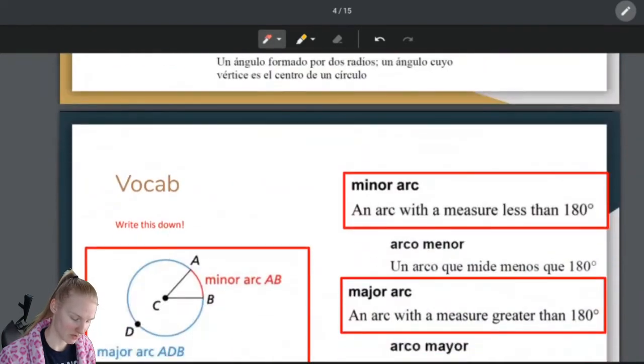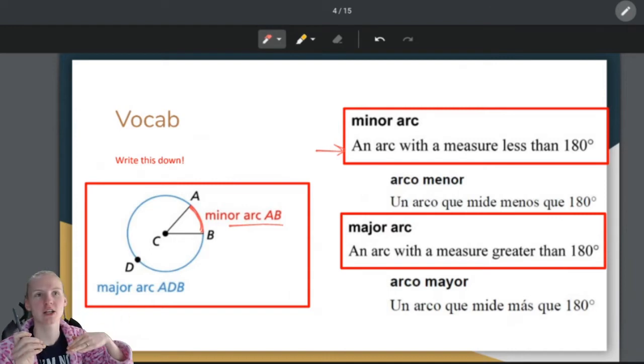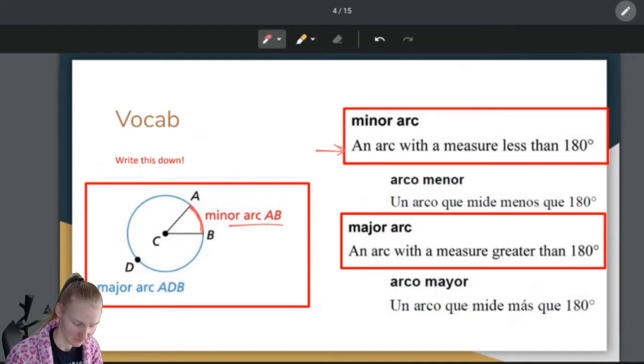Alrighty, next we can talk about minor arcs and major arcs. A minor arc is this red one right here, and that is just an arc with a measure less than 180 degrees. Minor, less than 180.